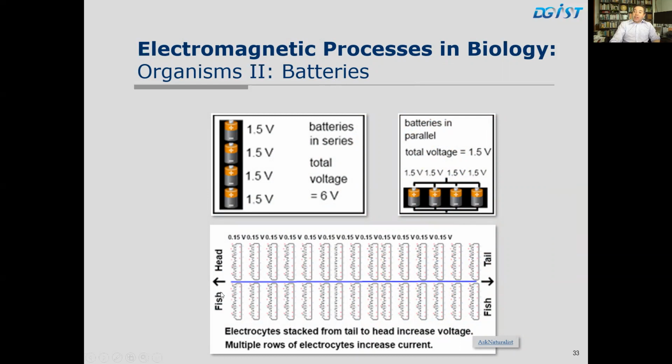So here's the eel from the head to the tail. All these are stacked up, as you can see here. Electrolyte stack from tail to head increases the voltage, and multiple rows in parallel increase the current.